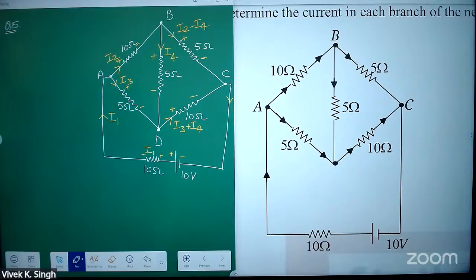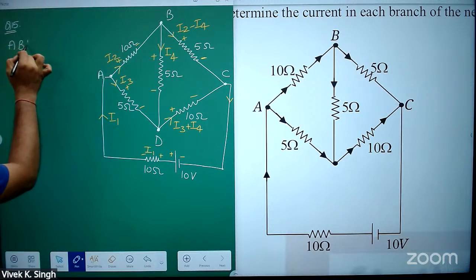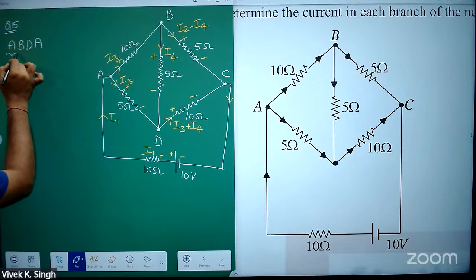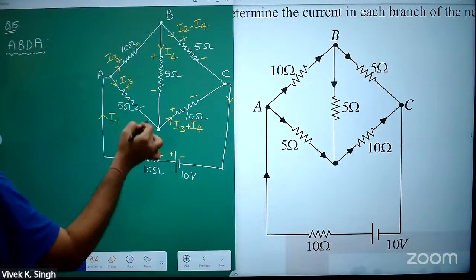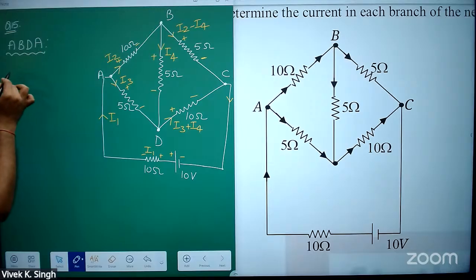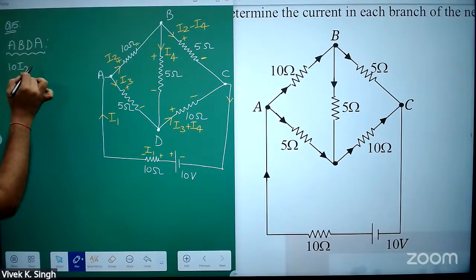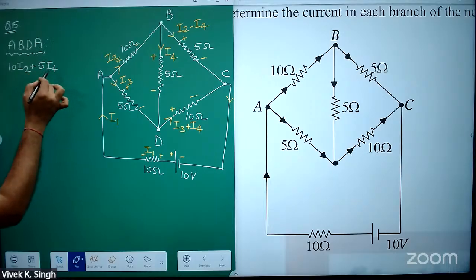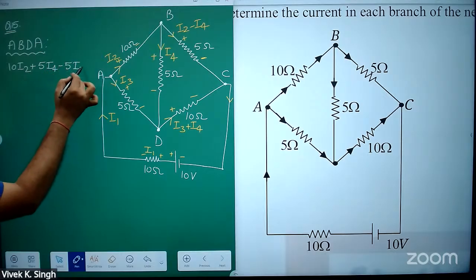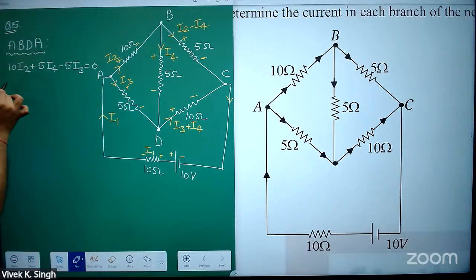Now, if you have ABDA, now I'm considering first ABDA, this particular loop. ABDA. So you will get 10 into I2 plus 5 into I4, then minus 5 into I3 is equal to 0.